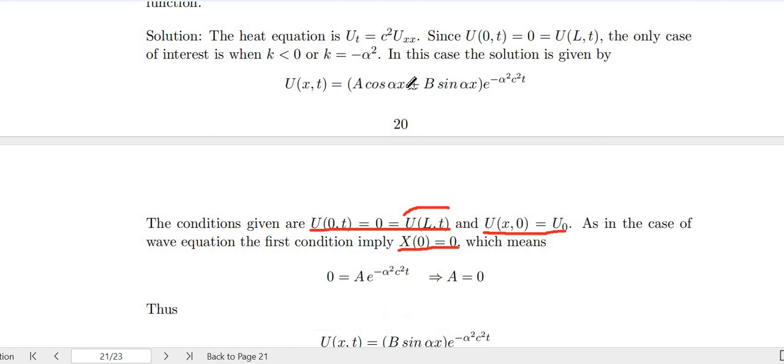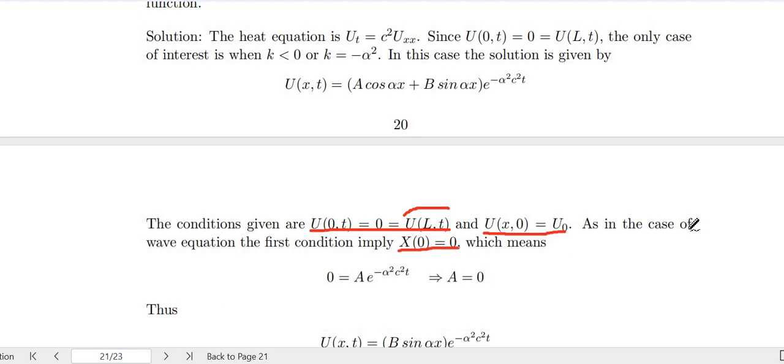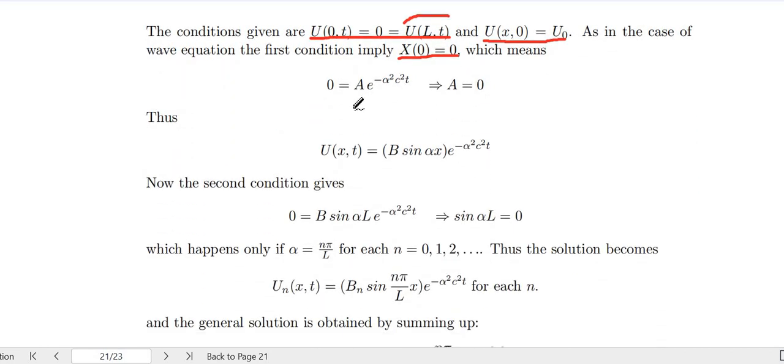So what you get is 0 is equal to a into cos α0. Cos α0 is 1, right? And plus b into sin α0, that is sin 0 is 0. So what you get is a into 1 into e^(−α²c²t). That is 0 is equal to a into e^(−α²c²t). Then either a should be equal to 0 or e^(−α²c²t) equal to 0. But e raised to any real number can never be equal to 0, whether positive or negative. That's why only a is equal to 0.